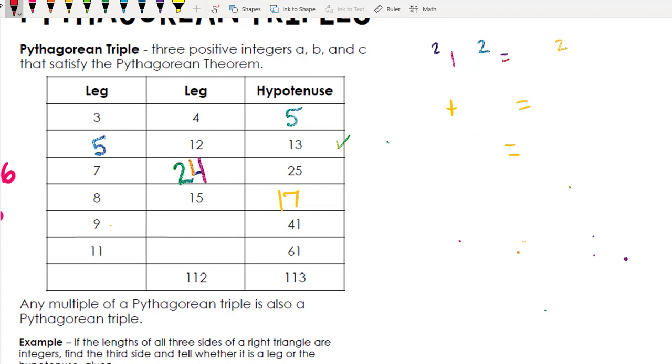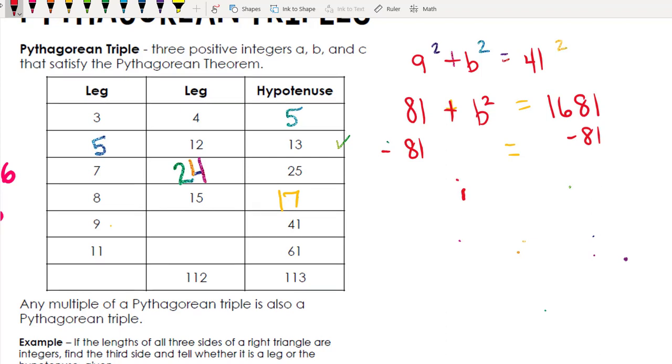And we'll put 9 in as a leg, 9 squared, plus, we don't know, b squared, equals 41 squared. 9 squared is 81. And then 41 squared is 1681. We're going to subtract 81 from both sides to keep it balanced. We are left with b squared equals 1600.